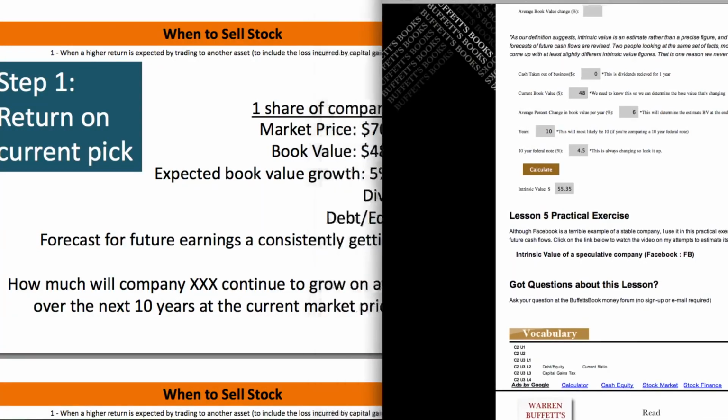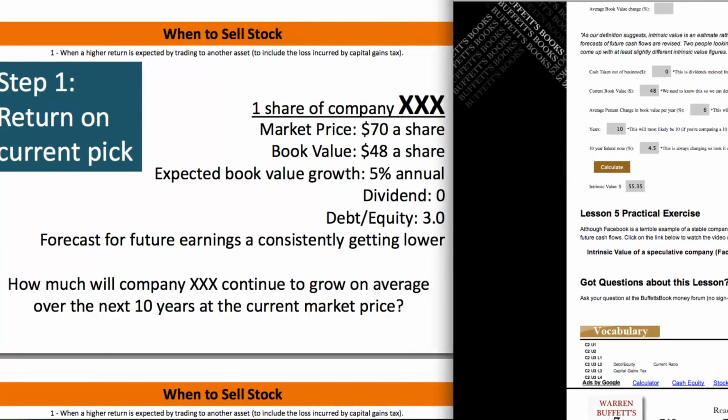So here we are with the intrinsic value calculator, and we're just going to fill out these numbers. The first one, the dividend, is 0 because we don't have a dividend. The book value is still $48. The percent change, we only think that the book value is going to grow by 5% a year. The number of years is 10, and the 10-year federal note is 4.5. So when we hit calculate, it comes up with our intrinsic value of $50, which we already figured out.